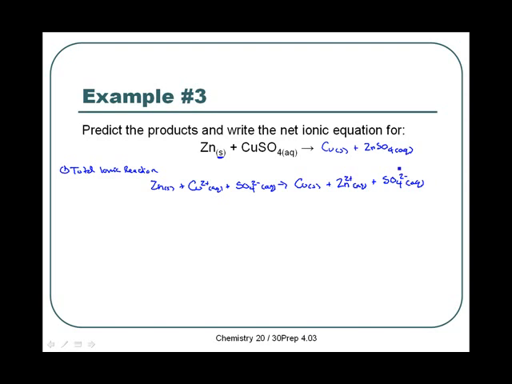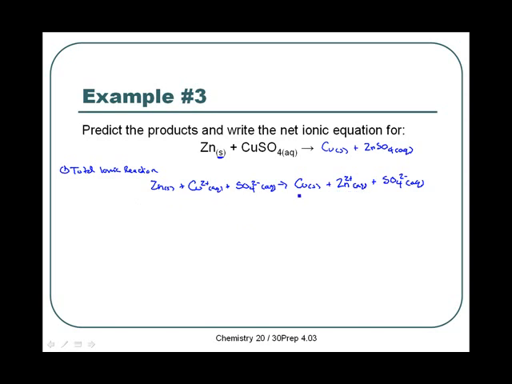Again, notice that our polyatomic ions don't break apart either. They're still polyatomic ions. The bonds inside of this ion are all covalent bonds. They're not going to break apart when they're put in water. And now we can cross out the things that didn't change. So zinc is zinc solid as a reactant. It becomes zinc ion, so it changed. So that's going to have to stay in our reaction.